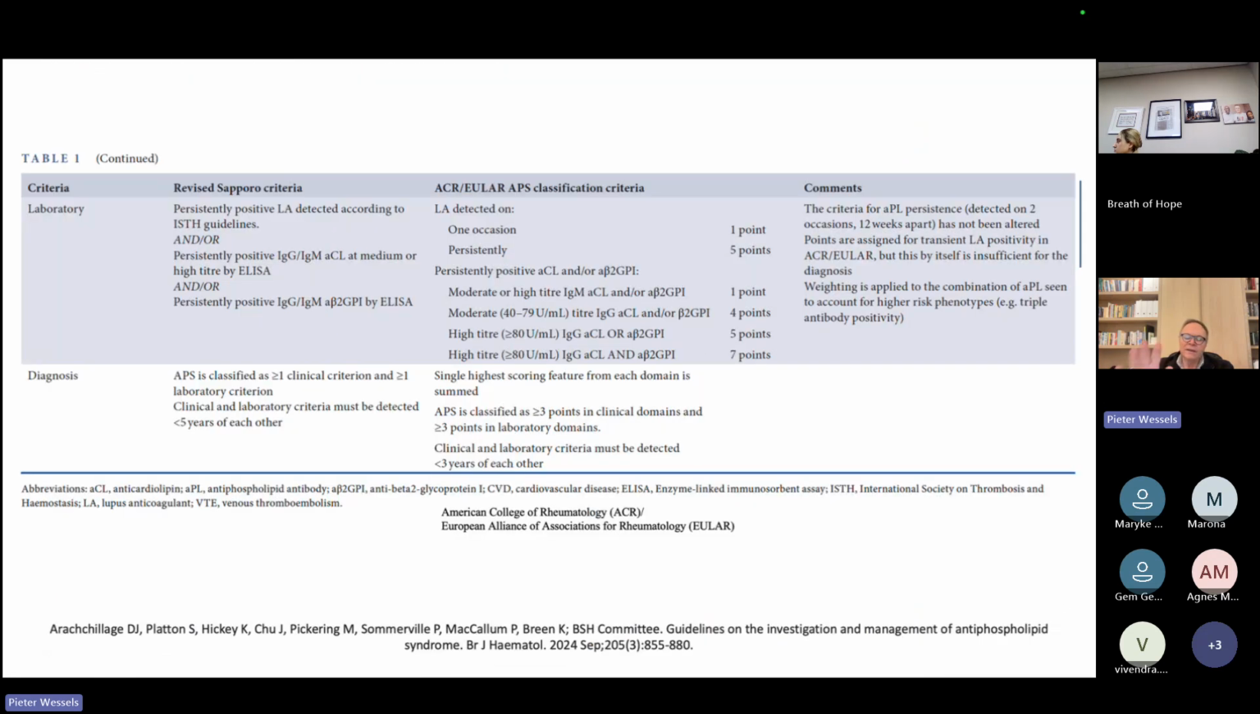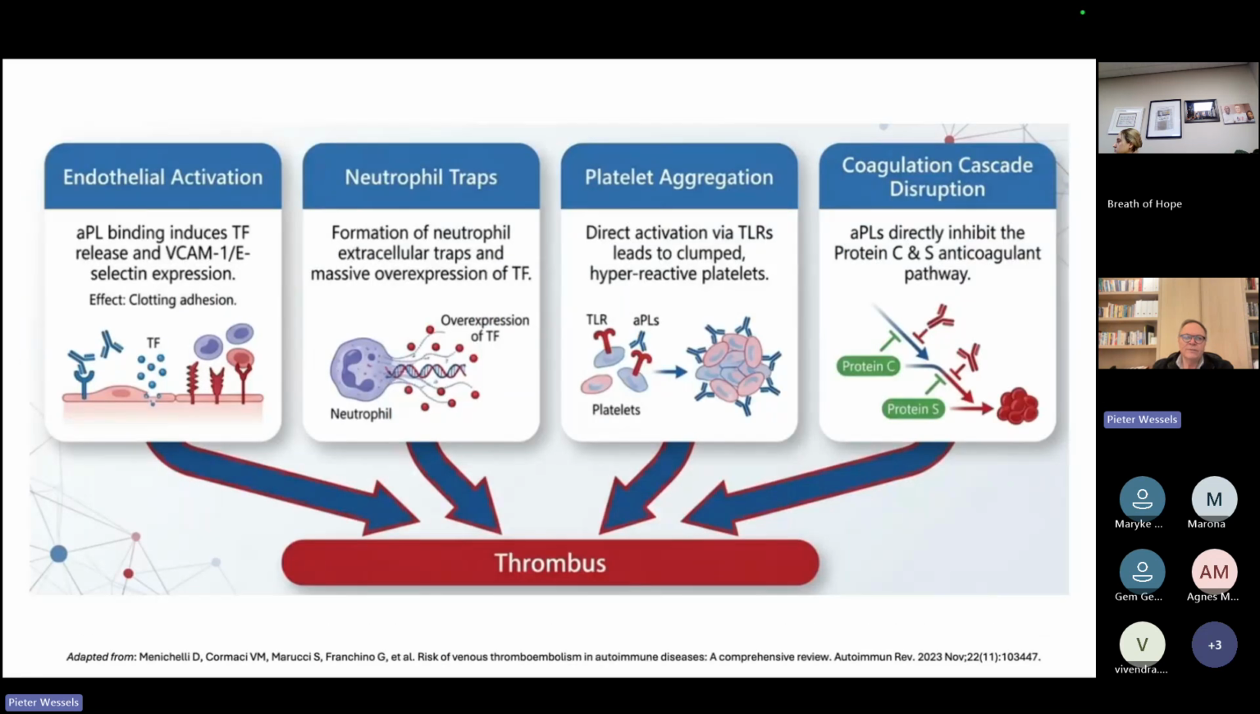But I think that's probably for future use and probably only for research at the moment. So what happens? Why do we have thrombosis in antiphospholipid syndrome? We've got endothelial activation and injury. We've got neutrophil traps. We've got platelet aggregation, and we've got the cascade running, the coagulation cascade.